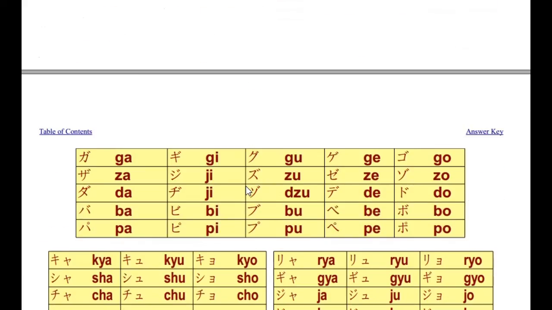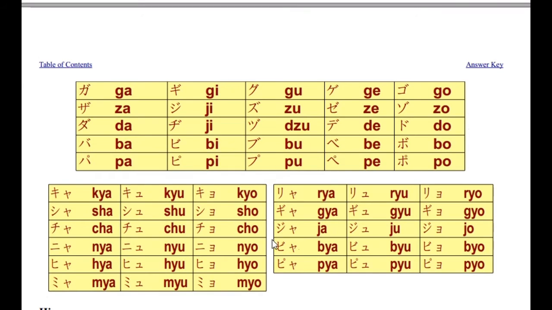All right, and moving on. Here we have some other charts with our katakana characters. These are basically the exact same characters as above with slight modifications. If we add these two little dots to the ka character, it gets a hard G sound. So ka becomes ga, ki becomes gi, ku becomes gu, ke becomes ge, ko becomes go. And in this row, sa becomes za, shi becomes ji, and so on.